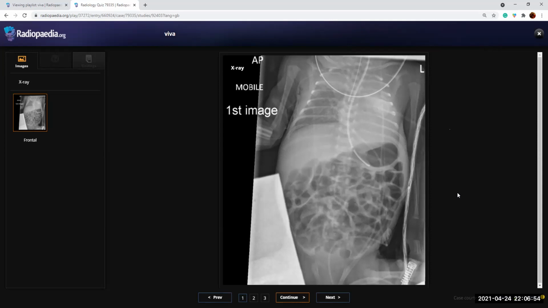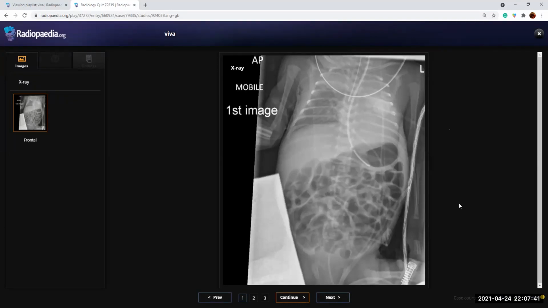Okay, this is another baby who has respiratory compromise. I'm provided with a frontal radiograph of the chest and abdomen of a baby with respiratory distress. I can see that the endotracheal tube and the nasogastric tube appear well positioned. There's evidence of an opacification involving the right upper lobe, right upper zone, which appears to be collapsed.